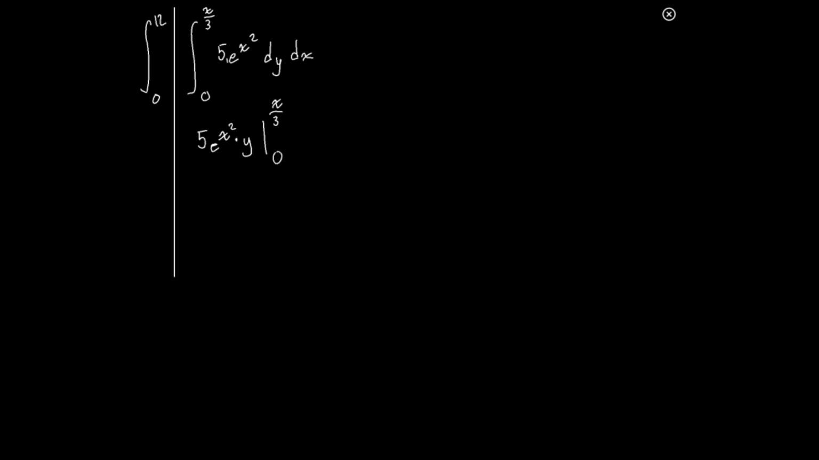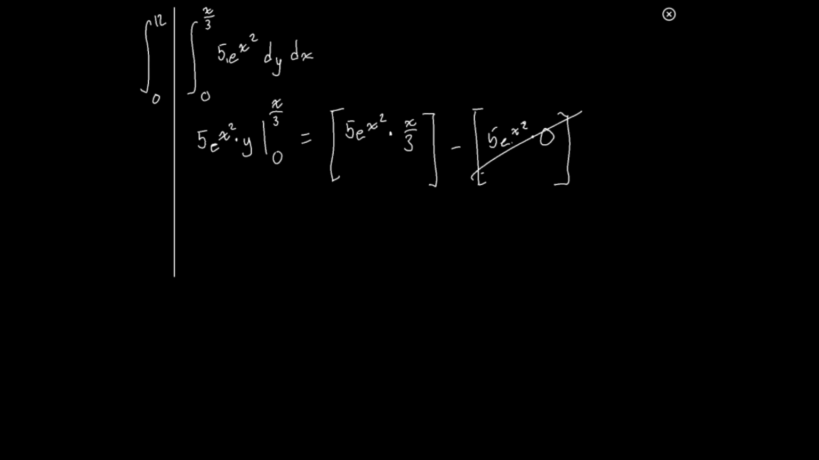And of course we go from our upper and lower bounds. Let's plug in our upper bound. We get 5e to the x squared times x over 3, minus whatever our lower bound plugged in would be, which is 5e to the x squared multiplied by 0. So this all becomes 0, and this is what we're left with: 5e to the x squared times x over 3.